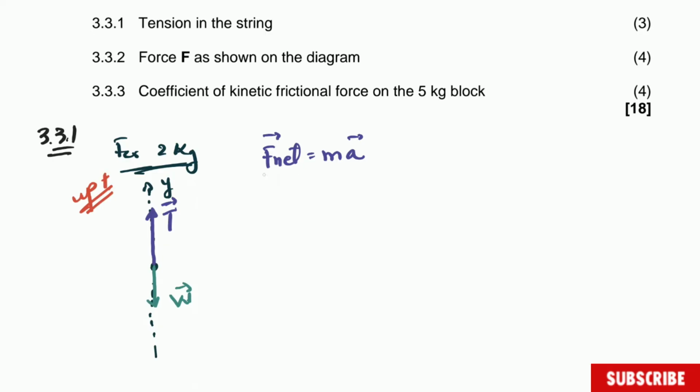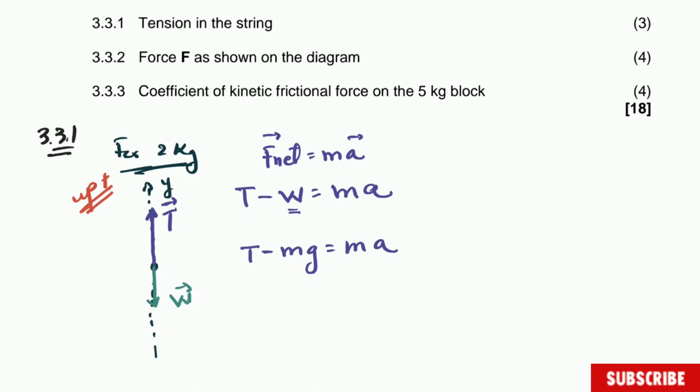So what forces are acting there? Tension, which is positive, minus weight, which is negative because it is pointing down, is equal to mass multiplied by acceleration. Now we don't have weight, but we know that weight is the product of mass and acceleration due to gravity. This is equal to ma.